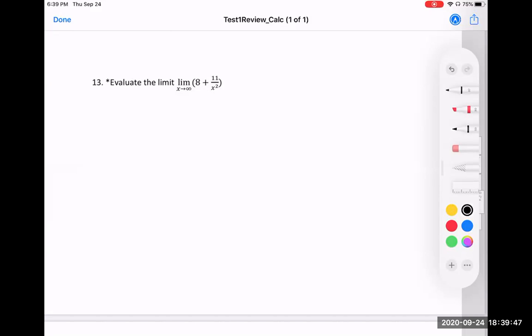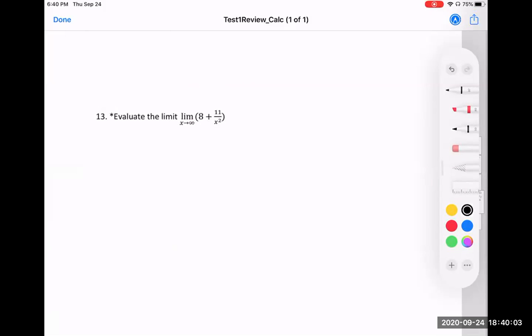Next question. Evaluate the limit as x is approaching infinity of 8 plus 11 over x squared. First, think of what your question is asking. If x is approaching infinity, it's telling us, what are all these x's coming to? What's happening? Since we have these two terms, we can apply the limit to each one of these terms separately.